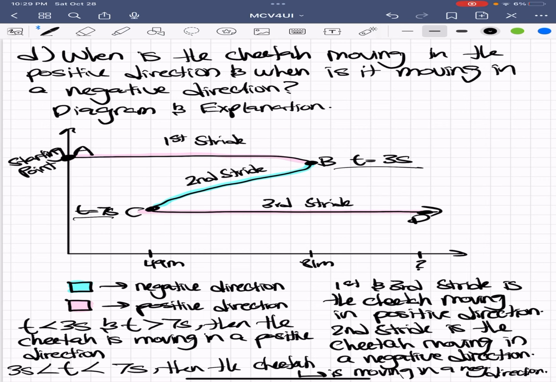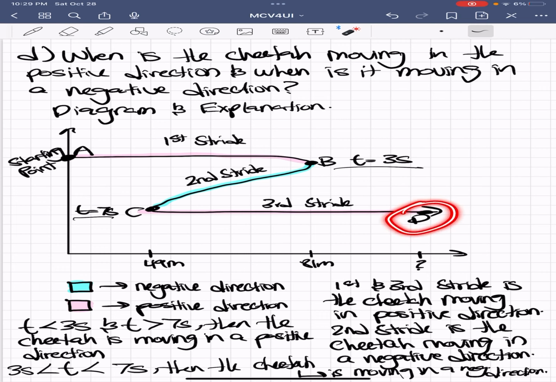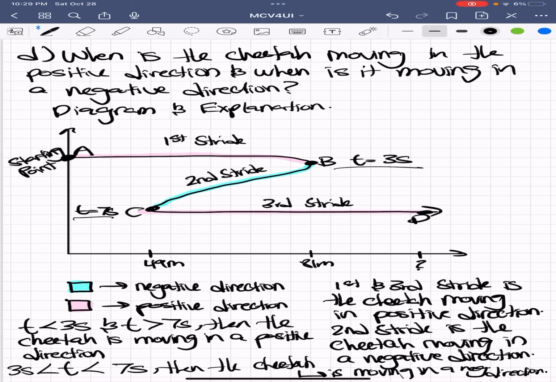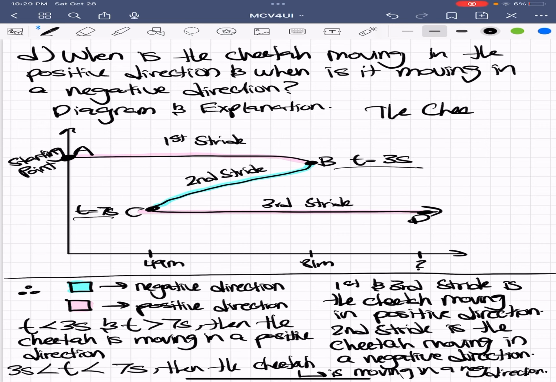Moving on. Right here is a clue to what we're doing next. And all of this is their first statement. Little box. The cheetah's stride.